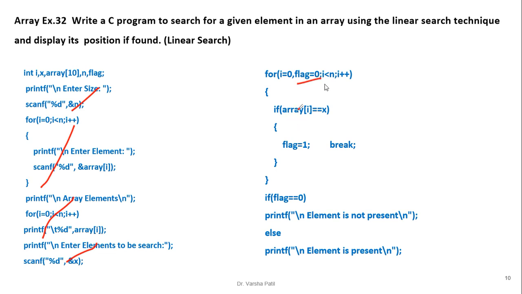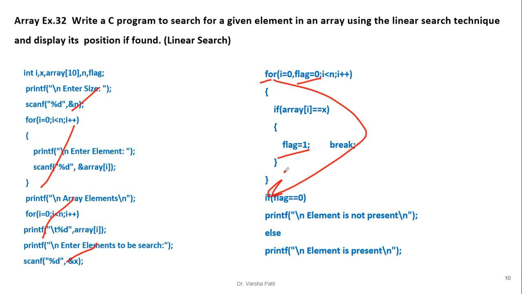When the array element matches with our element to be searched, at that time what we are doing is flag equal to 1. So flag is 0 by default, but when that element matches with the array elements, the flag becomes 1, and we are breaking the loop. Break is always from the loop. So there is only one loop, that is this for loop. So we will come out of the for loop.